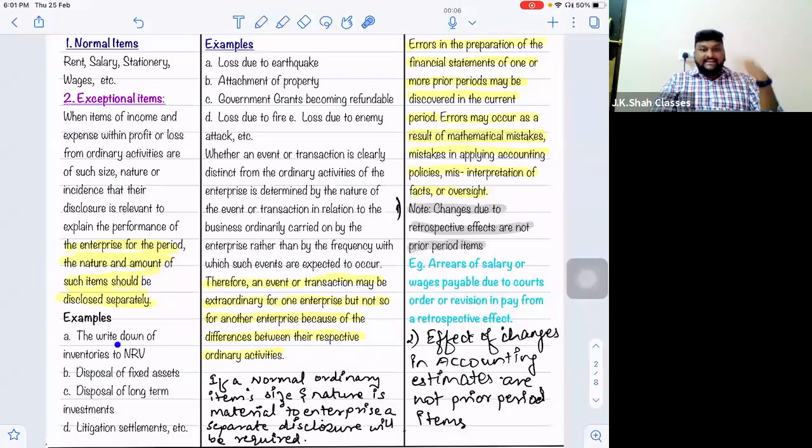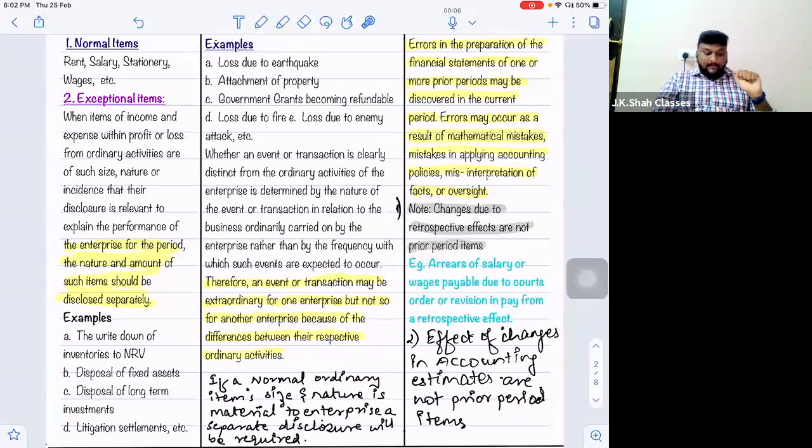The first example is writing down the inventories to NRV. If you remember, you have already done this topic called inventories in CA Foundation, and some people we also covered AS 2. Everybody knows that inventories at the balance sheet date are valued at cost or NRV, whichever is lower. So if the NRV is lower than the cost, you have to write down your inventories to NRV. When you write down your inventories to NRV, it's a loss, right? And such loss is considered as an exceptional item, and it has to be shown separately presented in the profit and loss account.